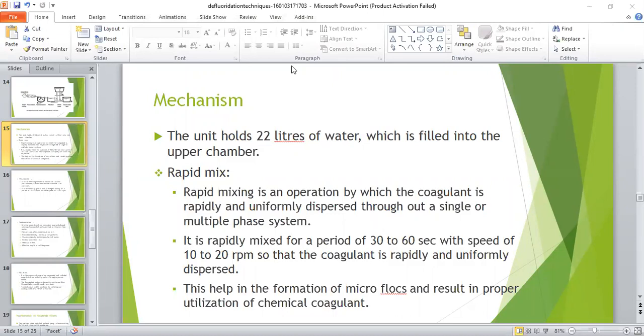So हमने क्या किया, 22 liters of water along with the chemicals used for defluoridation put in the upper chamber. Then we mix the whole coagulant with the speed of 10 to 20 rpm for 30 to 60 seconds, and with the mixing of this whole coagulant, we have the formation of microflocs. Okay, next slide. Microflocs are the end product of this mixing.